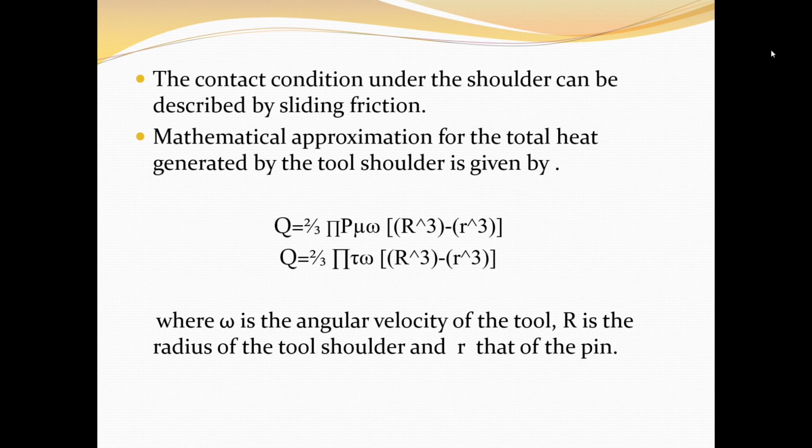The contact condition under the shoulder can be described by sliding friction. Mathematically, the approximation for the total heat generated by the tool shoulder is given by Q total is equal to 2 divided by 3 into pi P into mu omega into (capital R cube minus small r cube). For sticking, Q total is equal to 2 by 3 into pi tau omega into (capital R cube minus small r cube), where omega is the angular velocity of the tool, capital R is the radius of the tool, and small r is the radius of the pin.